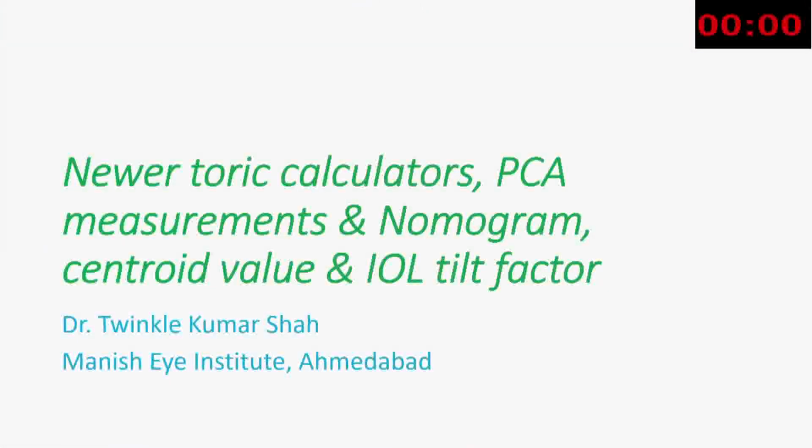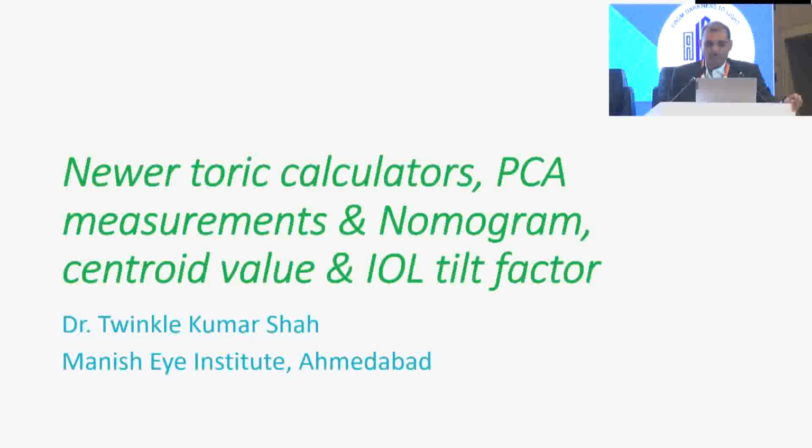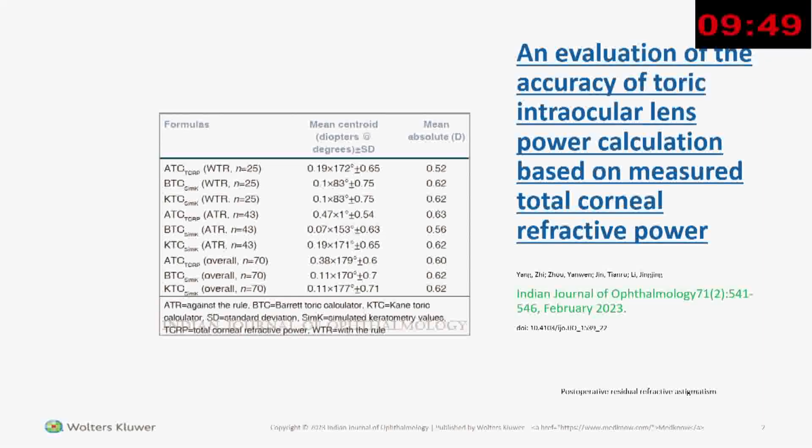So we are now towards the end of our instruction course. This is the last talk, and I am going to talk about the toric calculators: what is the posterior corneal astigmatism and how to measure it, and the nomograms regarding it, centered value and IOL tilt factor. This is a recent study which has been published in IJO, February 23.